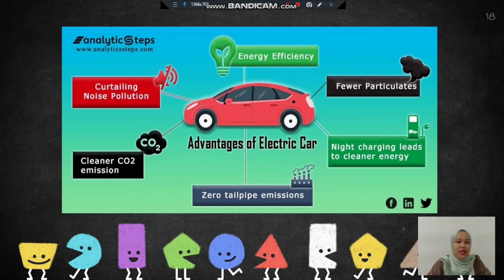And lastly is night charging leads to cleaner energy. With the overall energy consumption being lower at night, charging leads to electric vehicles assisting in the delivering of better amounts of renewables. That's all from me.